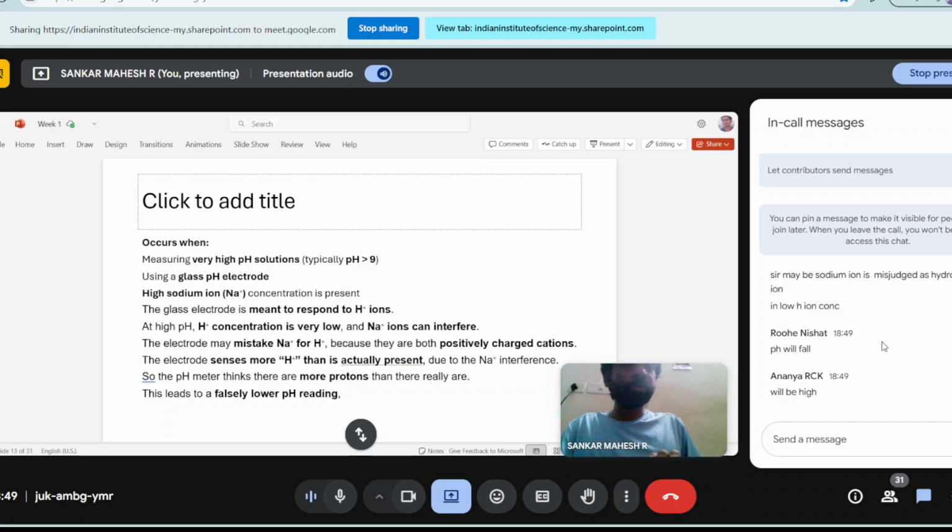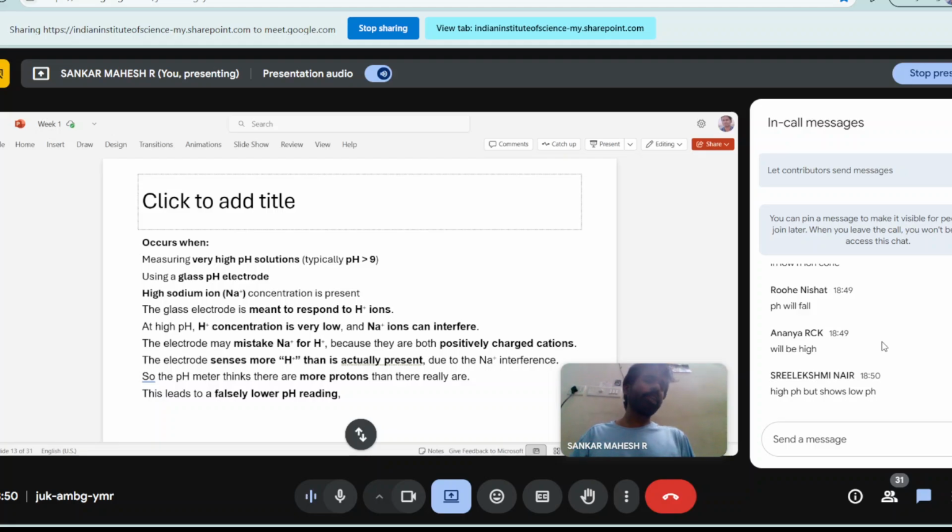Okay, Ruhi says pH will fall. Ananya says pH will be high. Just think about this. You have this electrode. You have more alkaline ions, sodium ions, and that is what is getting detected as hydrogen. So it is detecting more hydrogen than what is present. If your electrode thinks you have more hydrogens than what is present, will your pH be of lesser value? Lesser value as in, will it be towards 7 or towards 10? That's what I'm asking. Right, yeah. So it would mistake and think high pH. Sorry, Ruhi says it's 7.